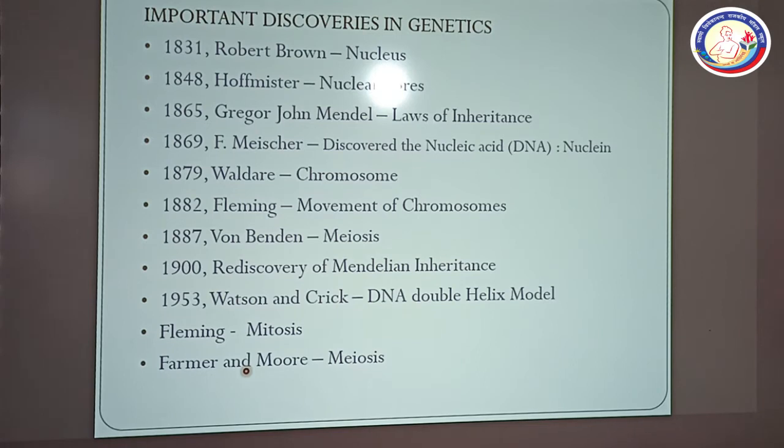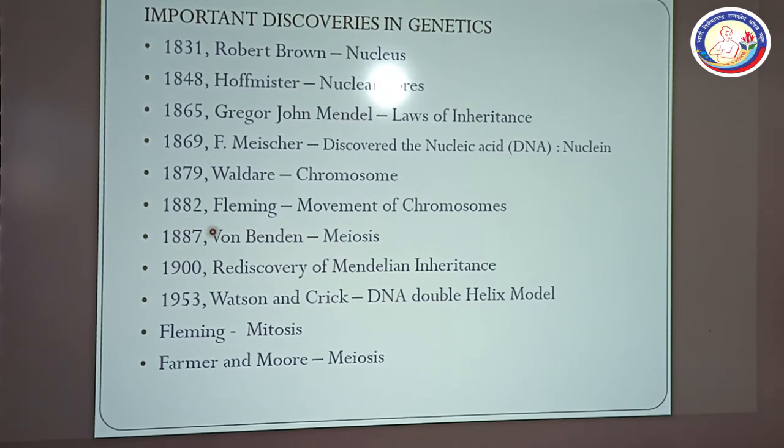Some important discoveries in genetics are given here. 1831, Robert Brown discovered the nucleus. In 1848, Hofmeister discovered the nuclear fibers. 1865, Gregor John Mendel, laws of inheritance were proposed. Friedrich Miescher, 1869, discovered the nucleic acid DNA and gave the name nuclein. 1879, Waldeyer discovered the chromosomes.